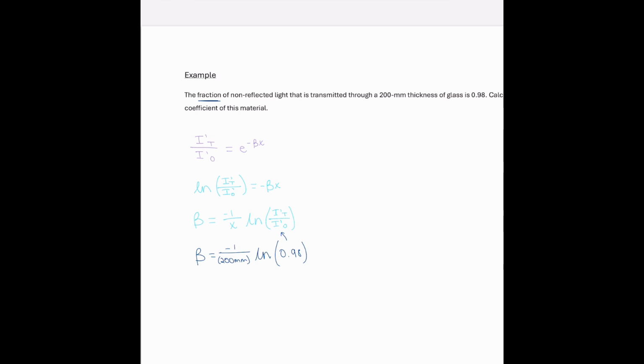And if you chuck that into your calculator, you should get that beta will be equal to 1.01 times 10 to the negative 4 millimeters to the negative 1, just like that. And there's our final answer.